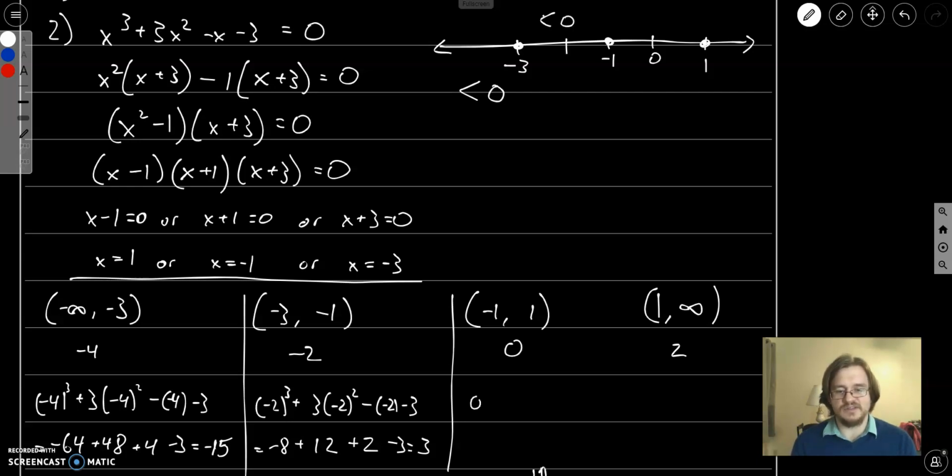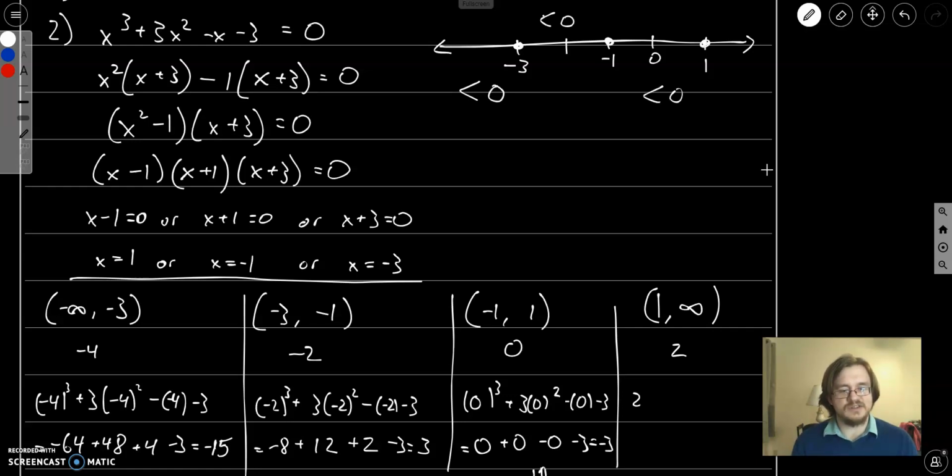At 0, well, this should be fairly straightforward. 0 cubed plus 3 times 0 squared minus 0 minus 3. Well, that's 0 plus 0 minus 0 minus 3, which is just negative 3. So we're going to be negative in this region.